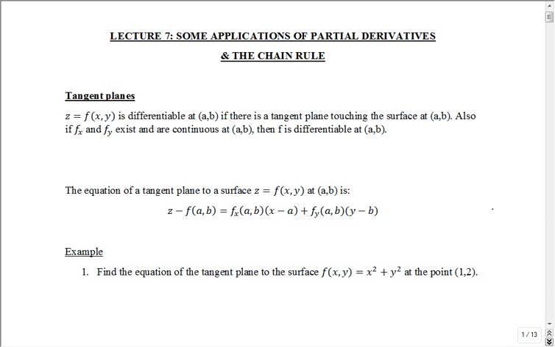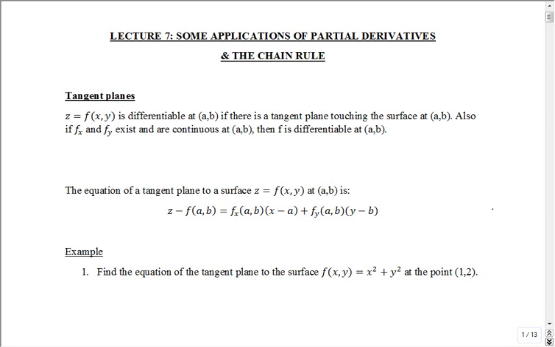Z equals f of xy is differentiable at a point if there is a tangent plane touching the surface at the point. Now that should be familiar to you. Go back to single variable calculus. You remember what we said? If a function is differentiable at a point, there is a unique tangent line. So it's the same thing in multivariable calculus. It's differentiable at a point if there's a tangent plane there. It's not a line. It's a plane.